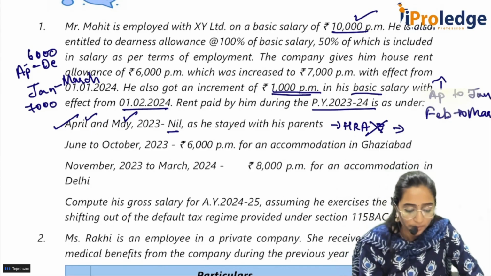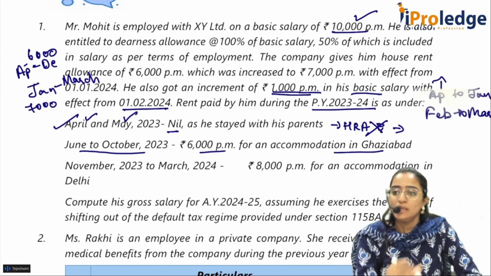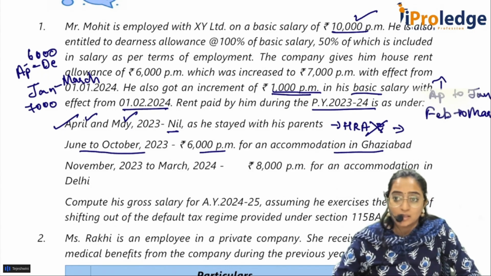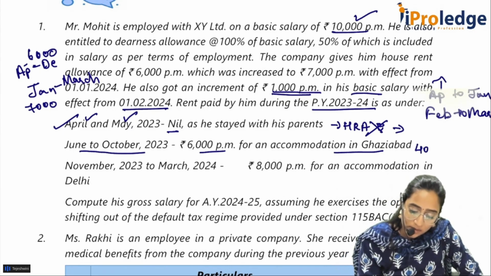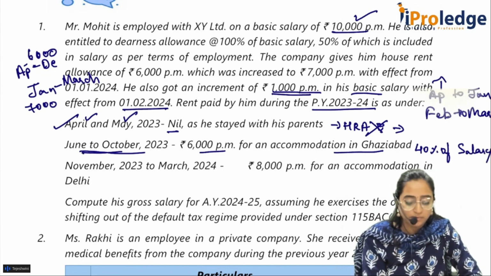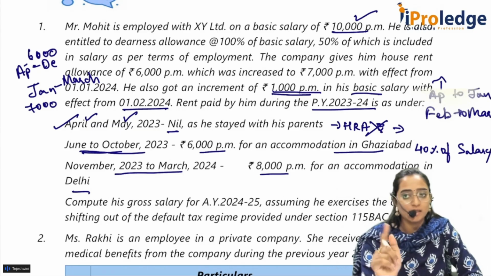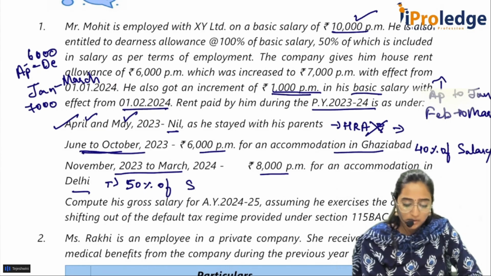Clear? Now, June to October, 6,000 per month for an accommodation in Ghaziabad. How much has he paid? 6,000. Ghaziabad, is it metro city or non-metro city? Non-metro city. So how much would be considered? 40% of salary. Very great. From which month to which one? From June to October. November to March, 8,000 for an accommodation in Delhi. He shifted, he is paying in Delhi. Will Delhi come under metro city? Yes. How much is that? He will be getting exemption of 50% of salary.